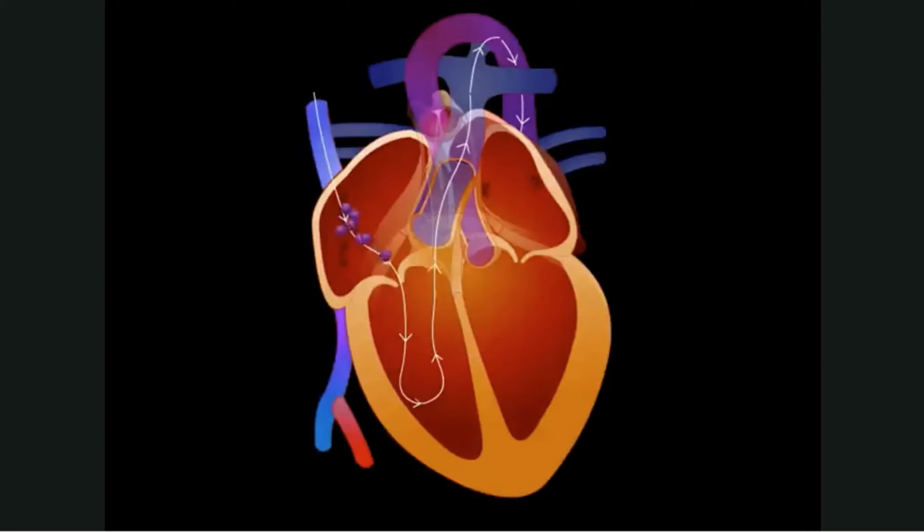Deoxygenated blood returning from the head and upper limbs via the superior vena cava reaches the right atrium, passes through the tricuspid valve to the right ventricle, then out through the pulmonary artery. Most of the blood in the pulmonary artery bypasses the lungs by entering the ductus arteriosus, which connects the left pulmonary artery to the aortic arch.